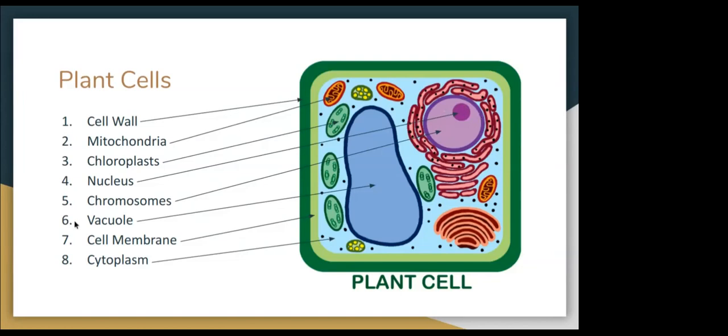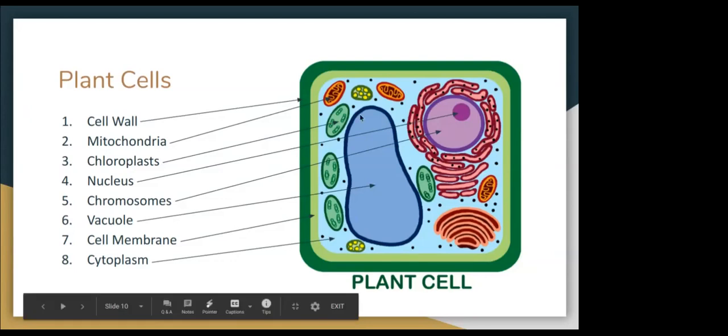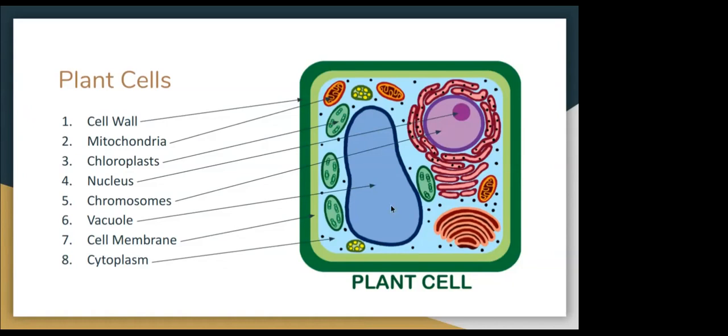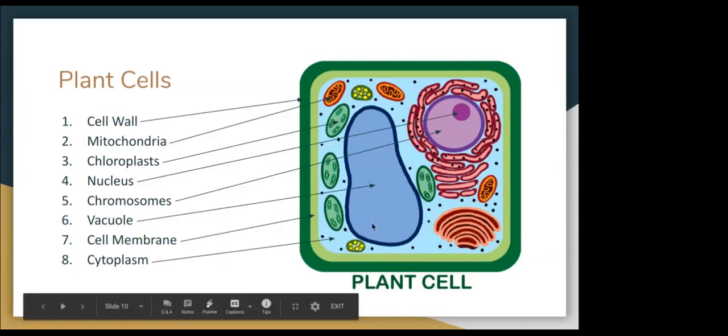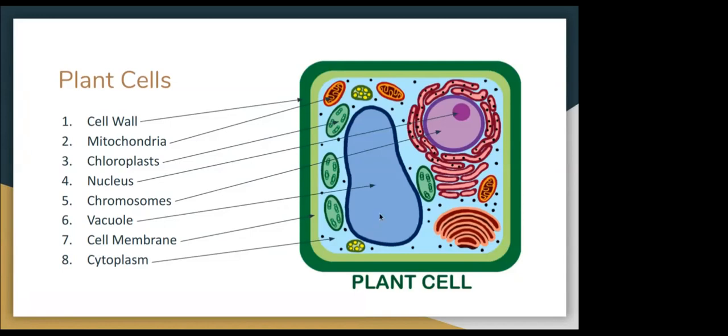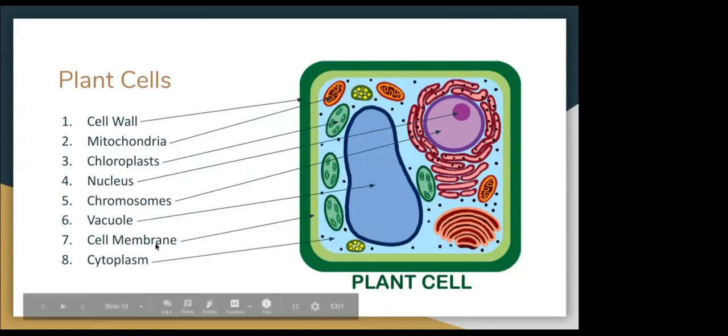Pretty cool. Number 6, the vacuole. That's this big blue thing. This is a storage tank. It stores water, food, and waste. Any extra water, food, and waste in the cell goes in here. Plants have one very large vacuole. Animals do not. Animals have multiple little ones. Okay, so the vacuole takes up a very large space here. It's mostly filled with water and waste and a little bit of food, extra food if they make extra food.